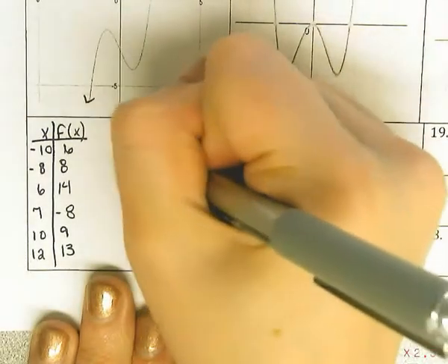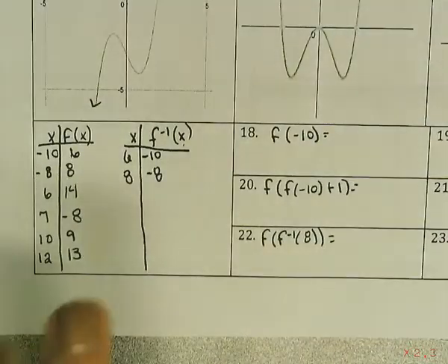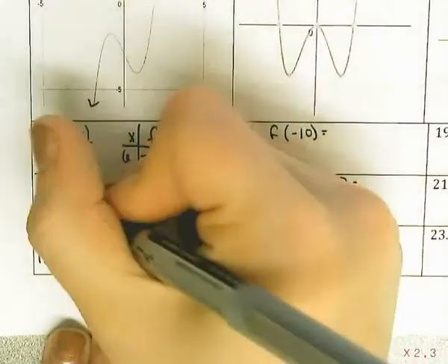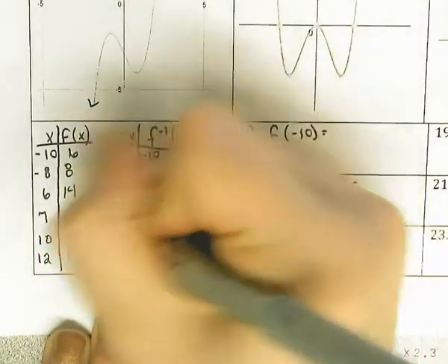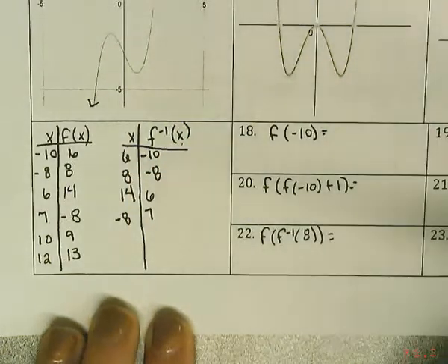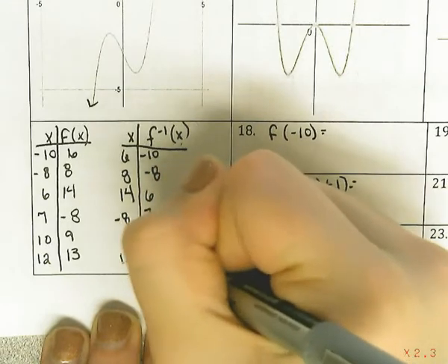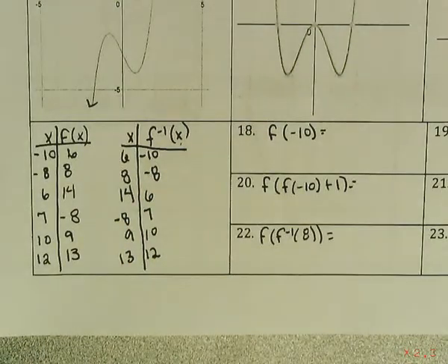So 6, -10, 8, -8. Look, I just switched those, I flipped them over. So that's 6, 14, now it's 14, 6. 7, -8, now it's -8, 7. 10 and 9, now it's 9 and 10. 12 and 13, now it's 13 and 12. Okay, that part of it's super simple.